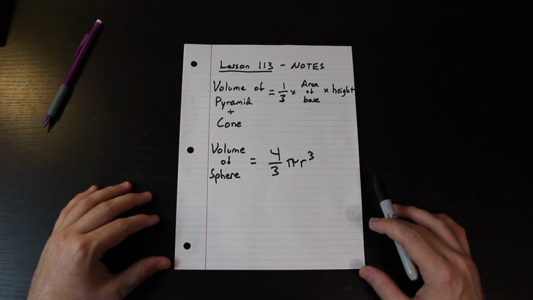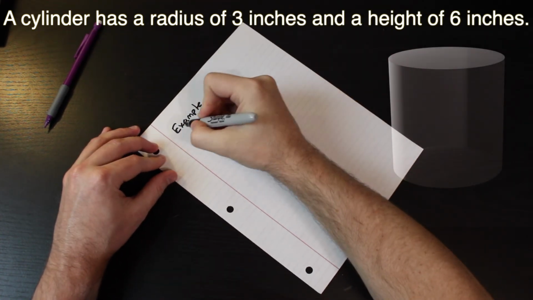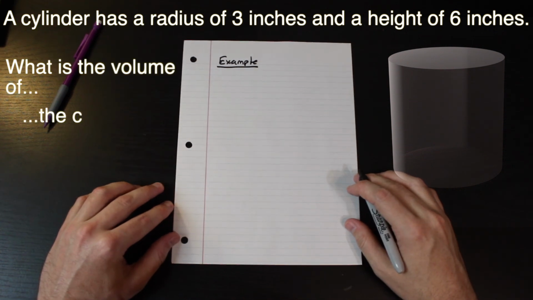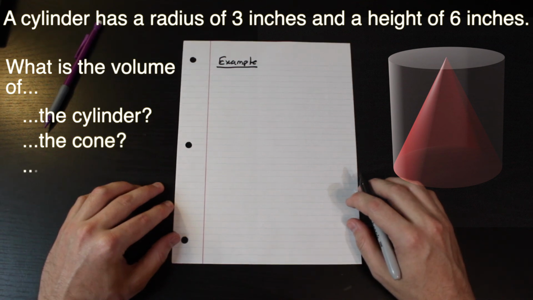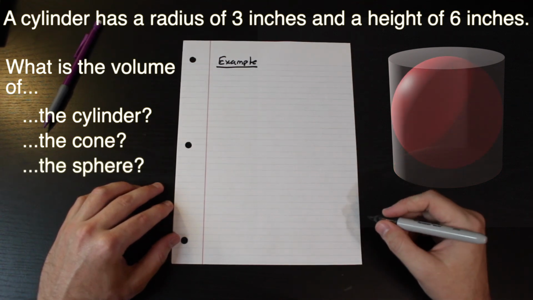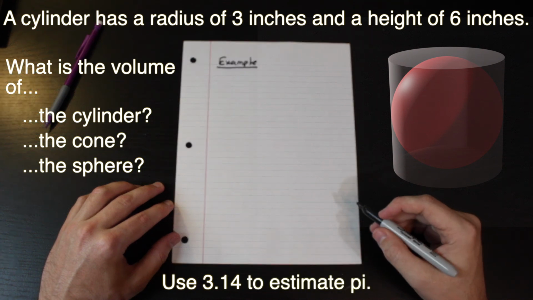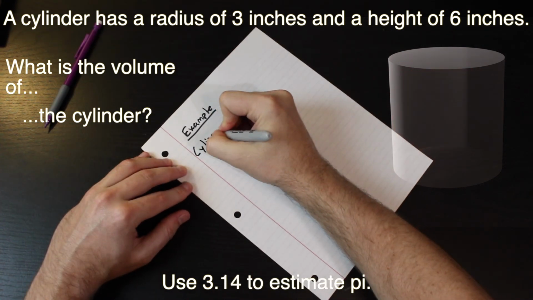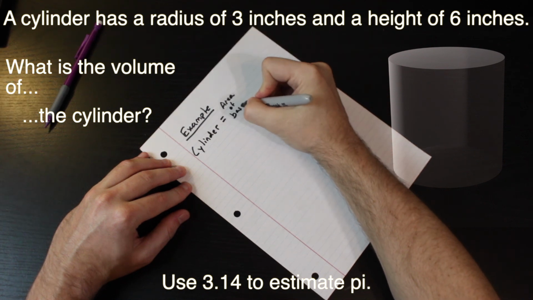Okay, now let's do an example problem. A cylinder has a radius of 3 inches and a height of 6 inches. What is the volume of the cylinder, and an inscribed cone, and an inscribed sphere? Use 3.14 as an estimate for pi. Let's start by finding the volume of the cylinder. To do that, we use the formula we learned in Lesson 95.